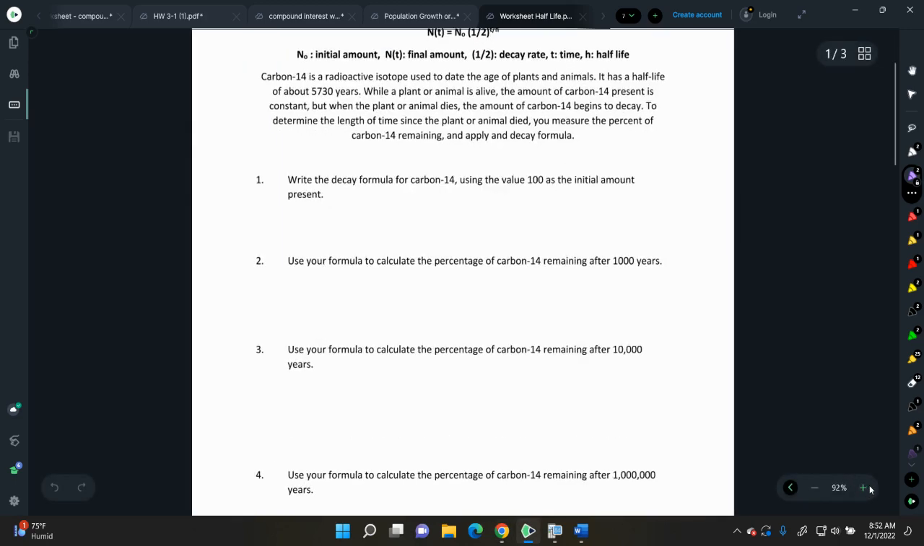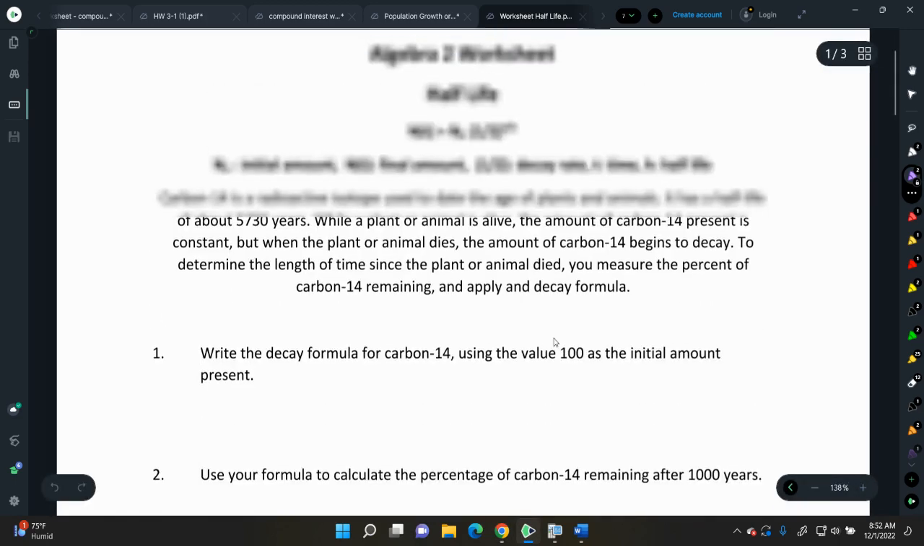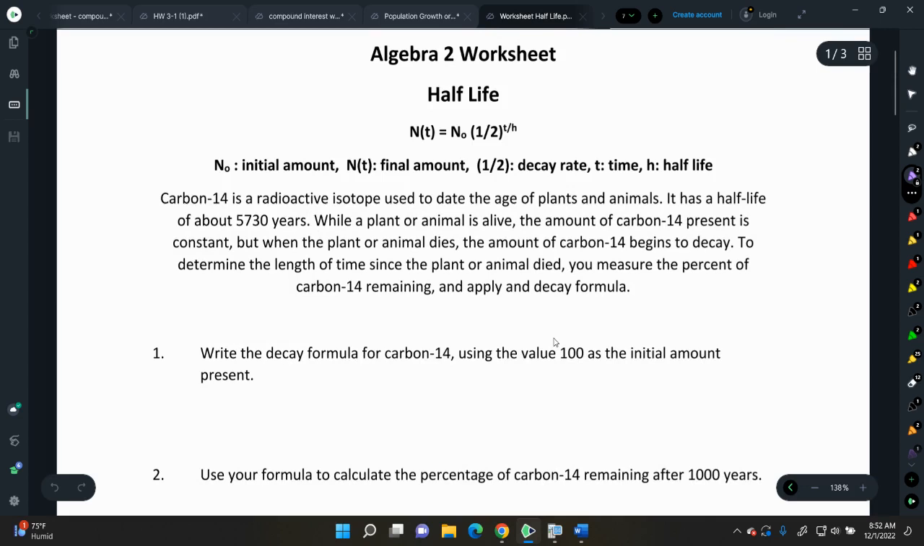Okay, so let's just start off by discussing basically what half-life is, right? I think you guys told me yesterday, what is half-life? Half-life is the amount of time it takes for the substance to decay to half of its life.